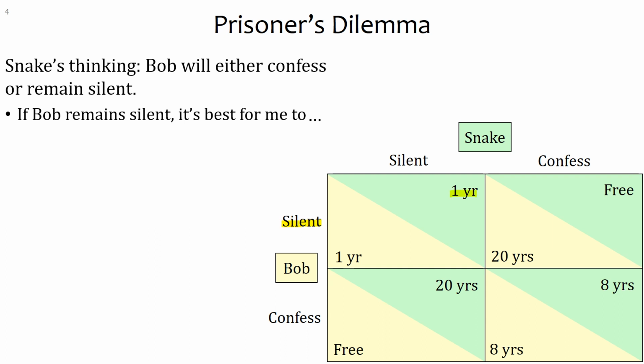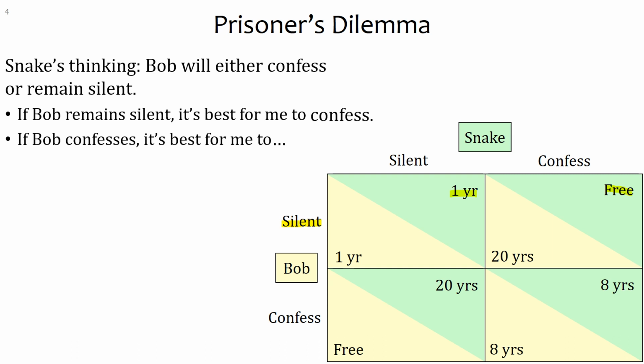One year or free? Well, obviously free is better for Snake. So in that case, it is in the interest of Snake to confess, assuming that Bob is going to remain silent. Yeah. Now, what if Bob confesses?